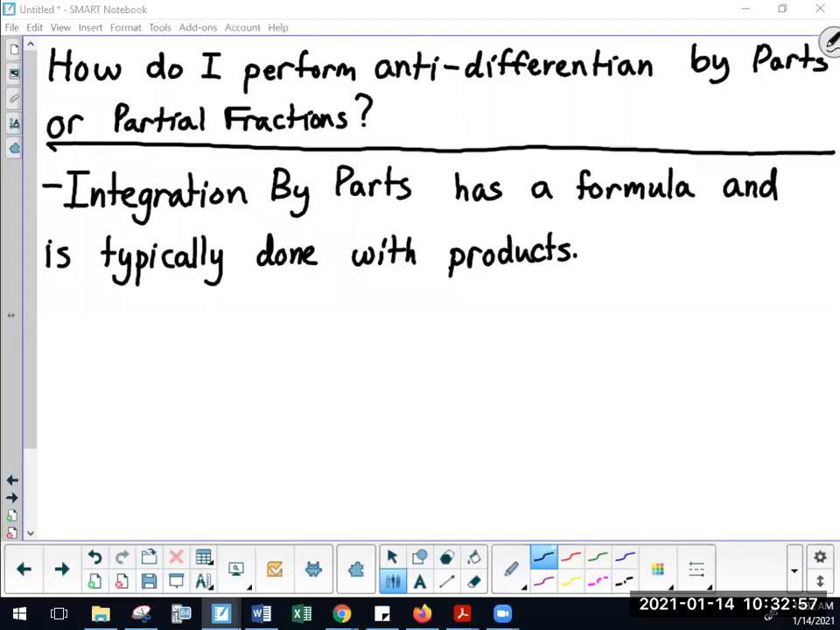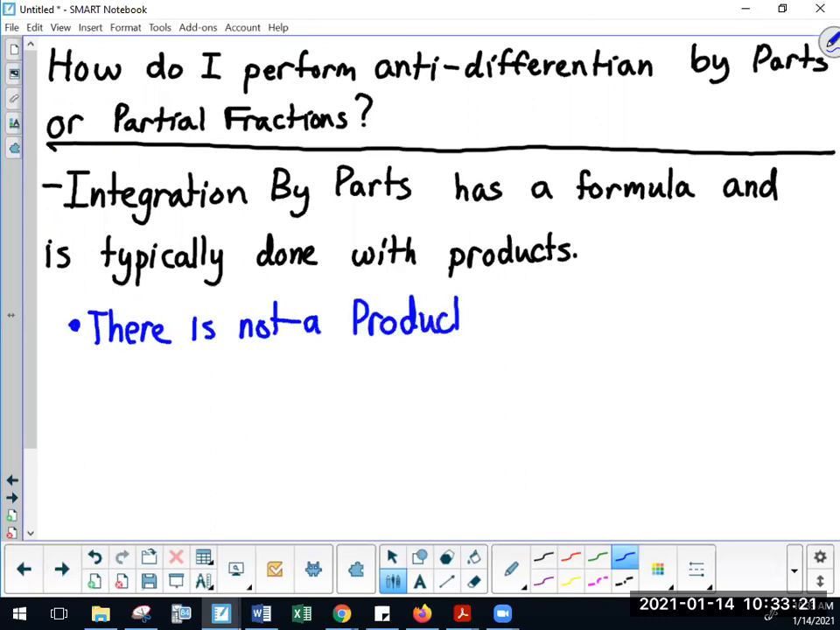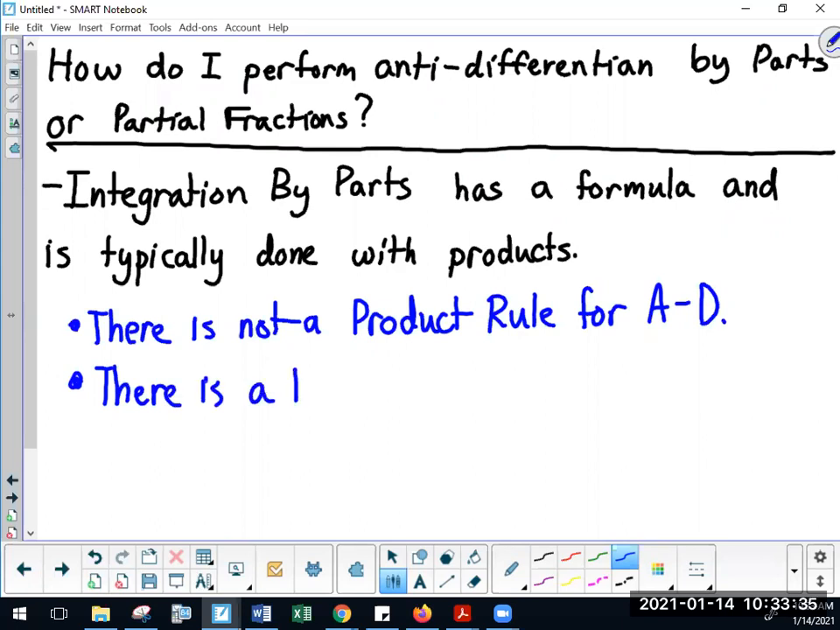So integration by parts. There's a formula you're going to need to learn, and almost always it's looking at products. So let's think about what we know about products. We know there is not a product rule for antiderivatives. We know that there is a product rule for derivatives.